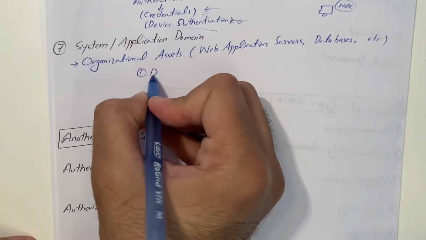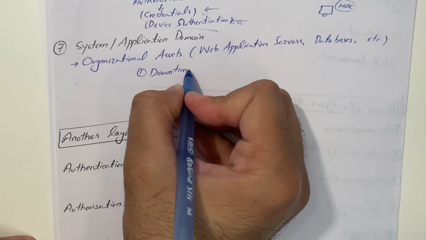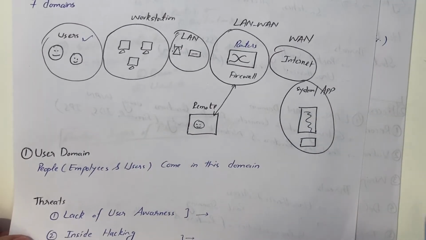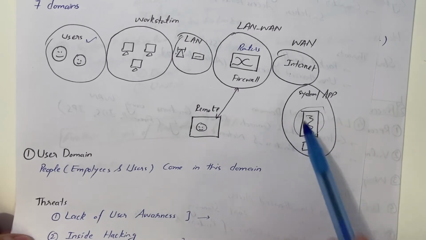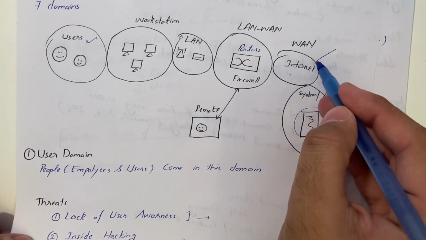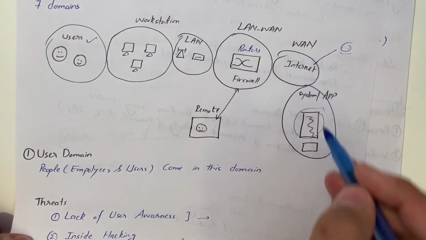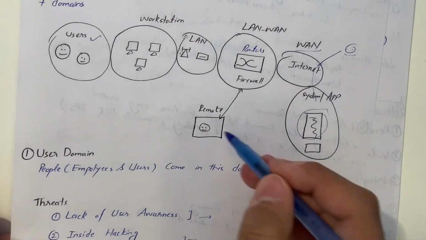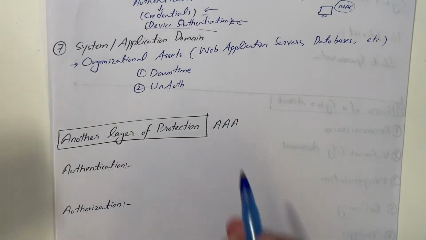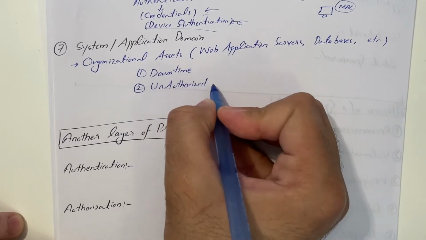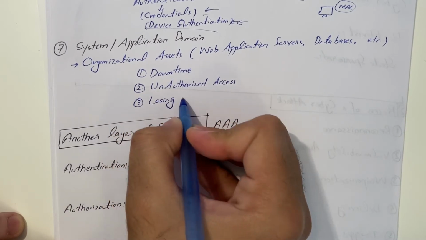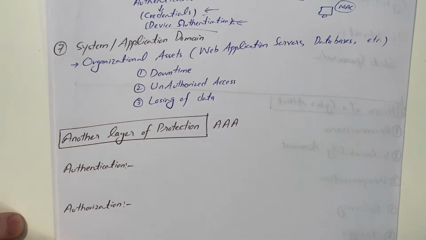Threats are basically downtime. Downtime is a threat. Secondly, unauthorized access. If you see, this is where the system and application domain is located, where we have the clouds and all that stuff. So a bad hacker can try to get in, and if you don't have good WAN security, they can actually get here. Or there are some other ways as well. So unauthorized access, downtime. Another problem is losing information or data.